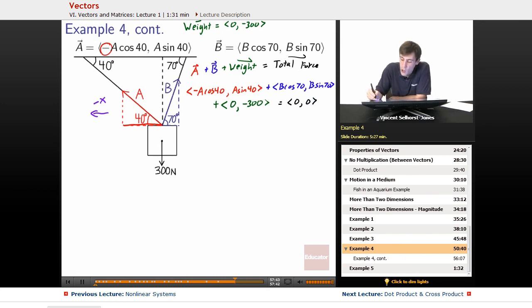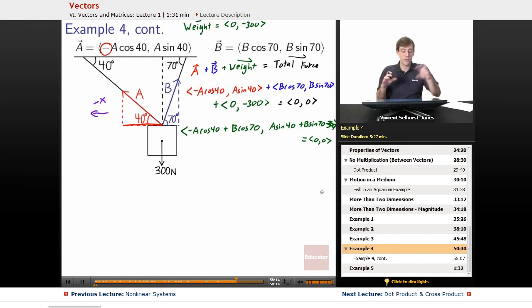So let's combine this all together. We'll switch to the color green for everything together. So we've got negative A cosine 40 plus B cosine 70 plus the 0 from the weight. That comes out to be the total for our first components, and then A sine 40 plus B sine 70 minus 300 equals 0, 0. So at this point, we know the first component on the left side of the equation has to be the same as the first component on the right side of the equation. Same thing, second component on the left side must be the same as the second component on the right side. So we can break this down into two separate equations.